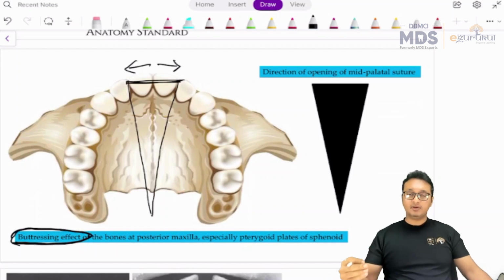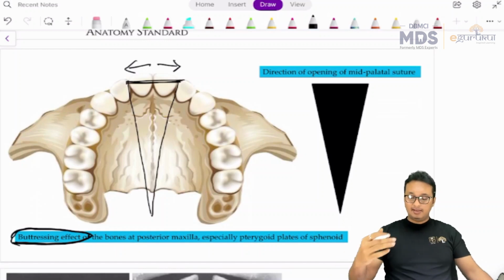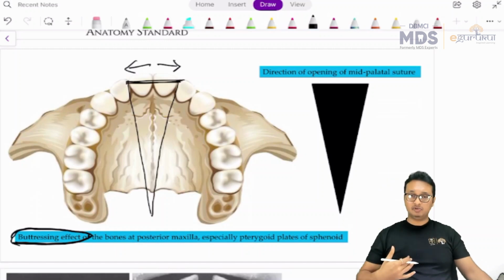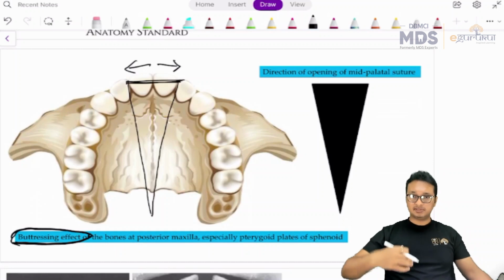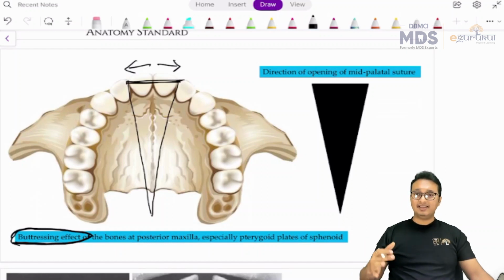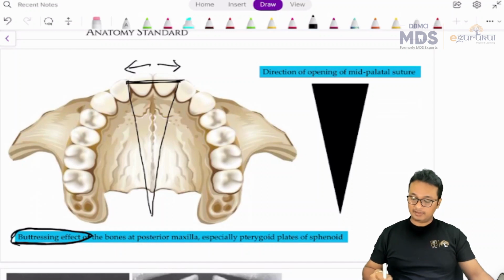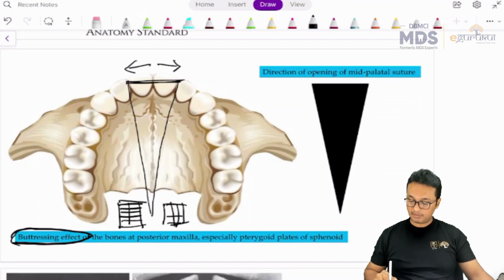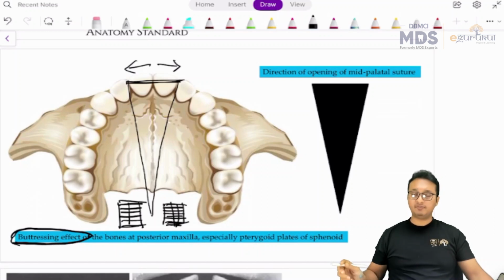So the same concept applies here as well. As we go towards the center, towards the axial plane, or towards the longitudinal axis of the body, the buttressing effect takes more importance. That means the maxilla is articulated by the pterygoid plates of the sphenoid bone, as well as the hamular process of the sphenoid bone, along with so many different bones.